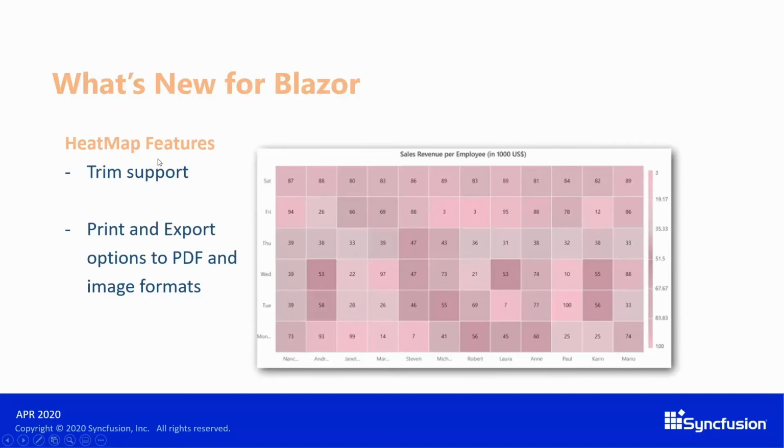And the trim support has been added to both the X and Y axis of the heat map. So here you can see, on the X axis and the Y axis, the labels are trimmed depending upon their length. And the print and export options have also been added. So you can export the heat map now to PDF and also the supported image formats.